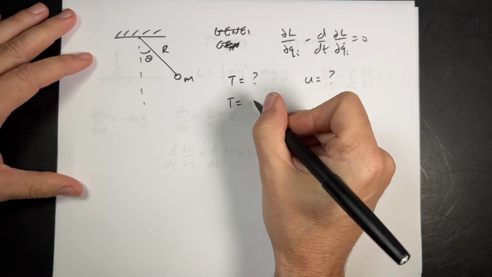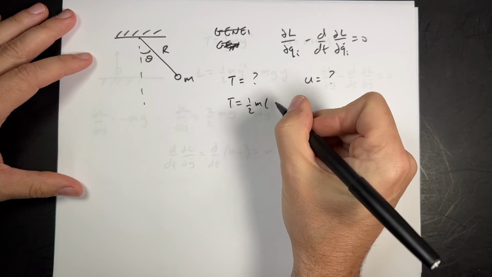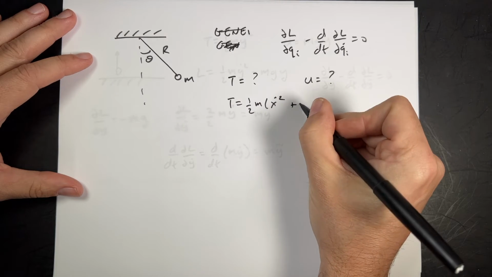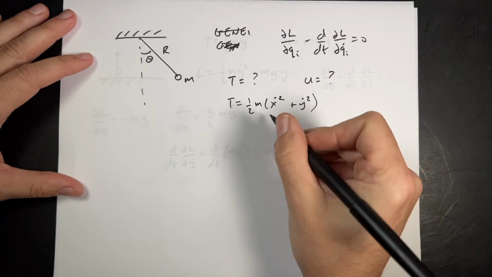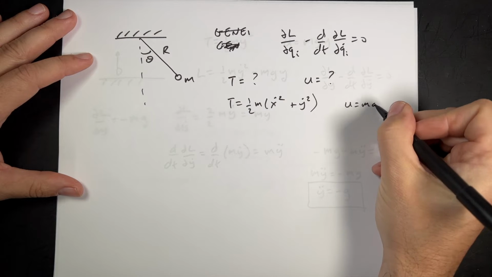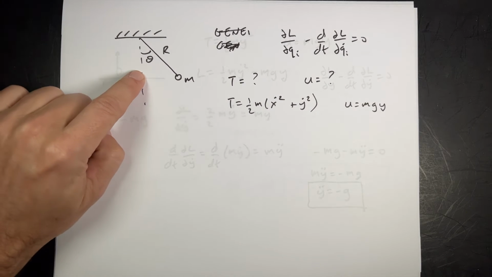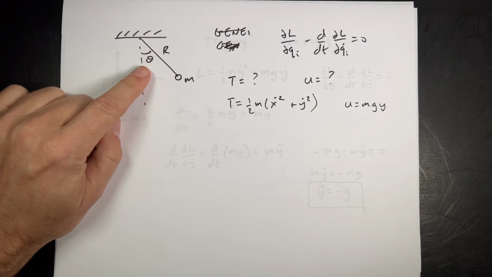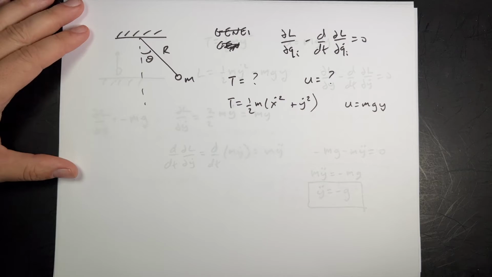So in Cartesian coordinates, I know this: 1/2 m (x dot squared plus y dot squared), and U is mgy. So if I can get a relationship between theta and x dot and y dot and x and y, I can find my potentials and everything will be great.